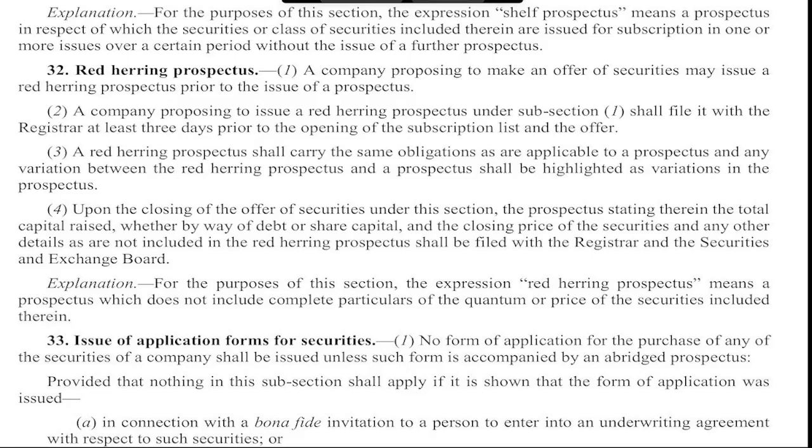How many points have you written? That will be given 4 marks in the exam. Red herring prospectus: those 5 points you have to present. Did you understand the meaning of those 5 points clearly? Yes. Number 1 completed. Number 2, prospectus type 2. What did we complete? Red herring prospectus. Very good. Continue with the second one.